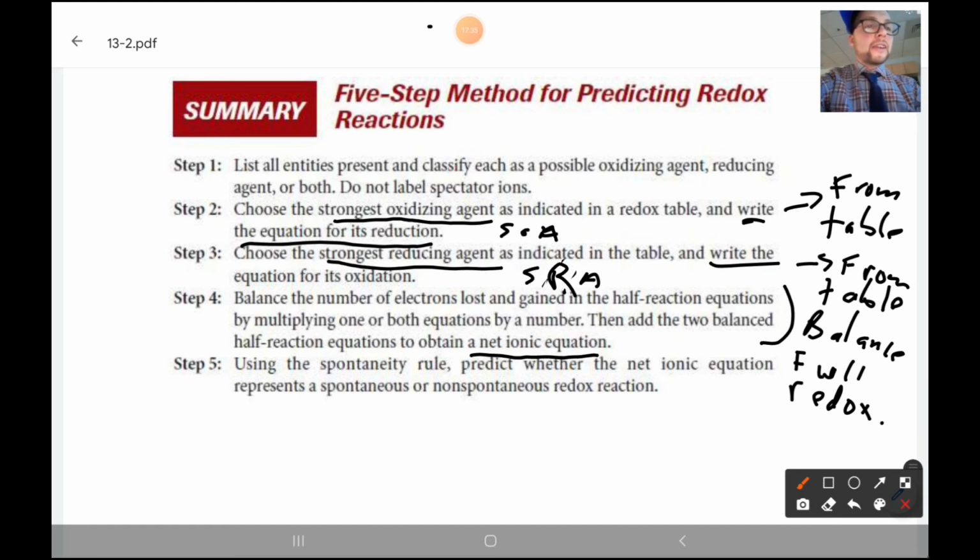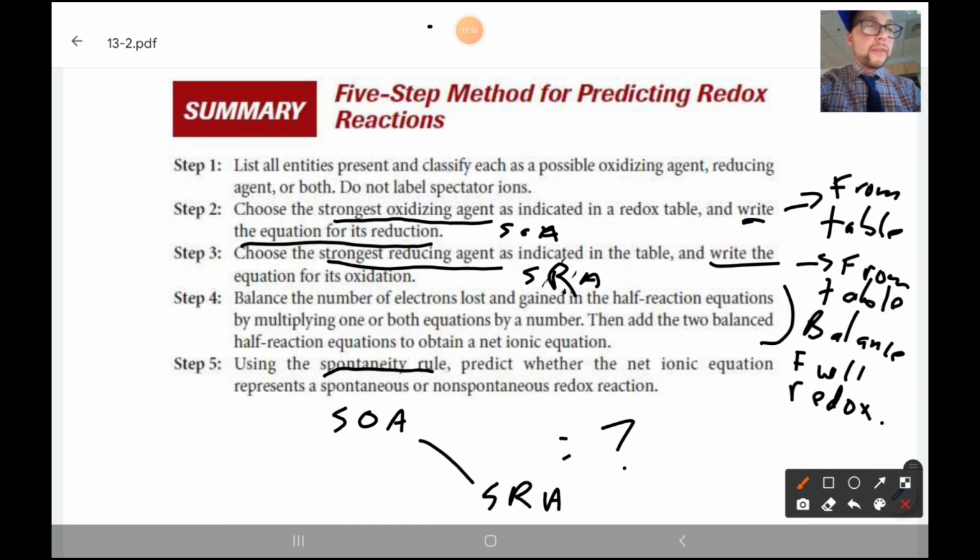And then use the spontaneity rule. Predict whether the net ionic equation represents a spontaneous or non-spontaneous reaction. What you're going to see is, once you've identified the SOA and the SRA, is the SOA above the SRA? If it is, it's spontaneous. If it's not, then it's non-spontaneous. Let's look at an example and see how this works.